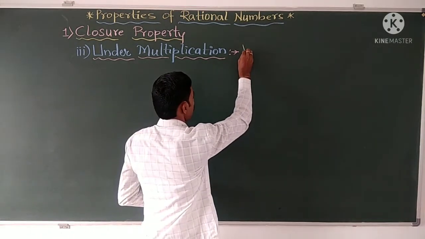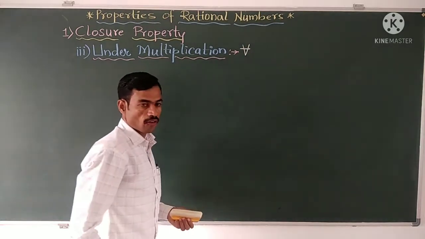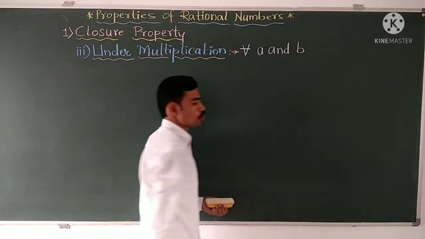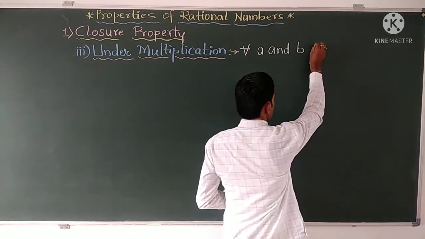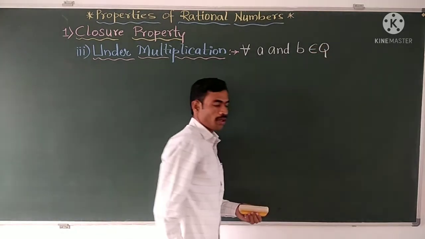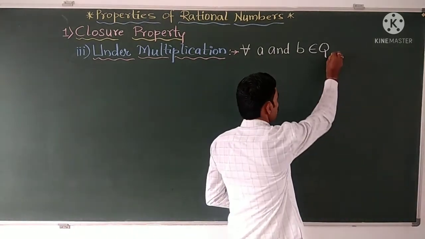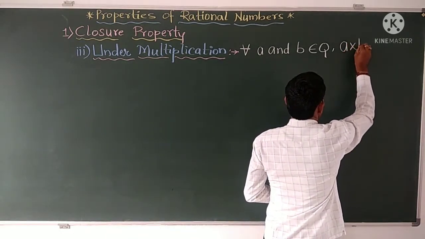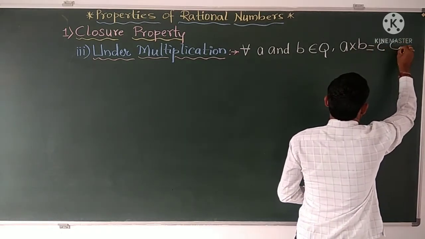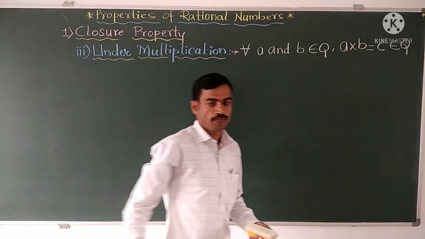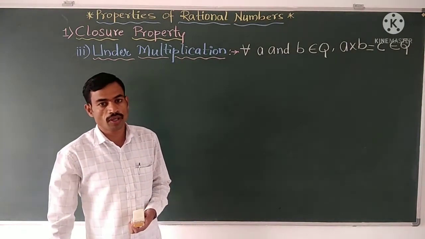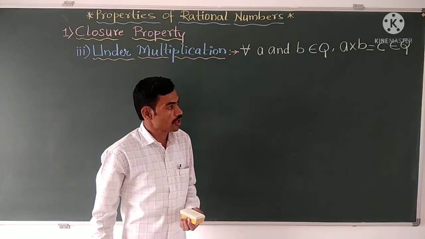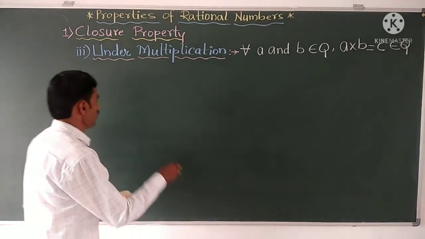As we have seen, the general formula is: for every A and B, where A and B are two rational numbers, both belong to Q, the set of rational numbers. Here the operation is multiplication, that is A into B is equal to C. Does this belong to Q? Yes. Whatever product we obtain for the given two rational numbers, that product is also in the set of rational numbers. Clear?